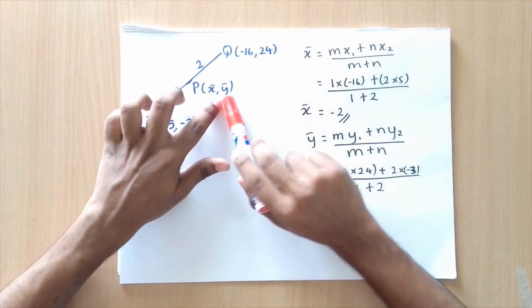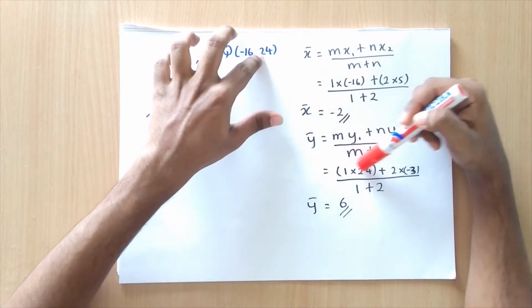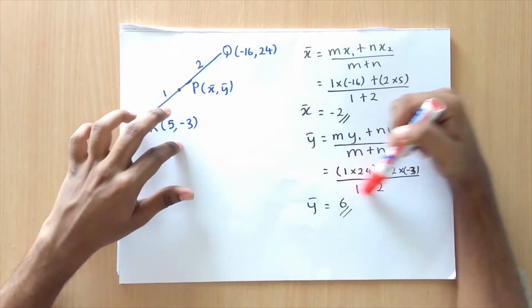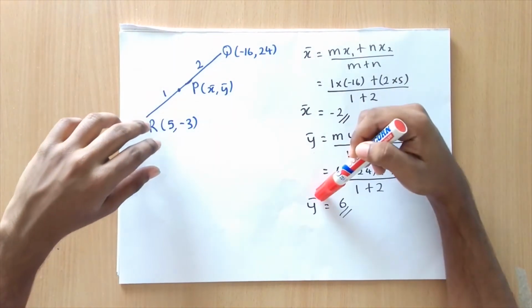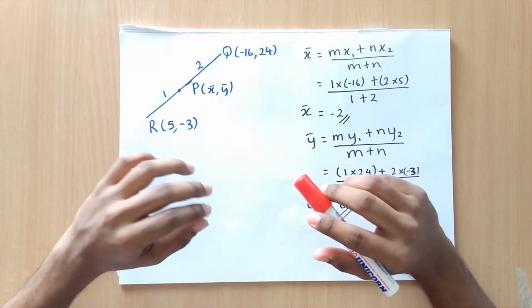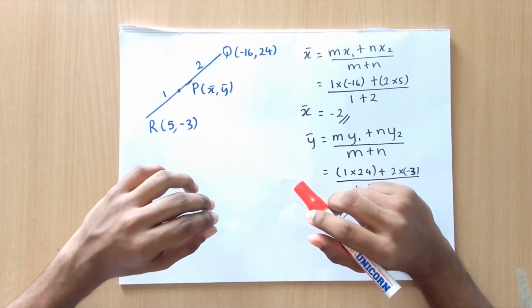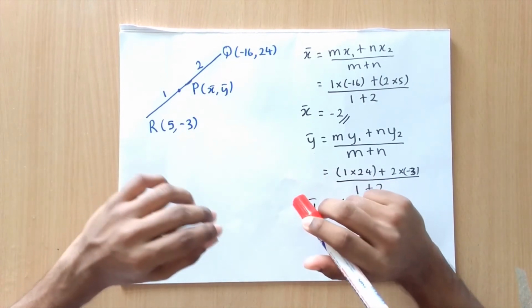Similarly, y bar equals (1 into 24 plus 2 into minus 3) divided by (m plus n), that is 1 plus 2. So finally we get y bar equals 6. So now that you have learned this new theorem, test your knowledge by answering the questions given in the description below. The answers are also given for your reference.